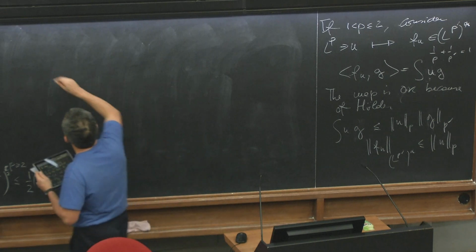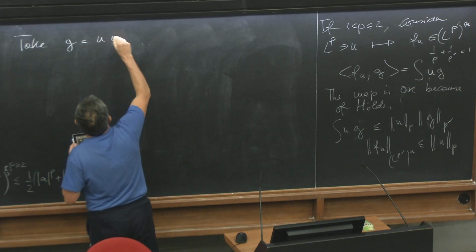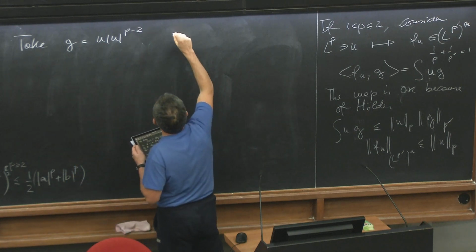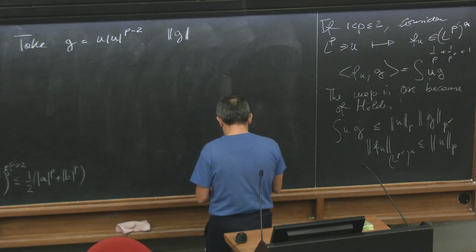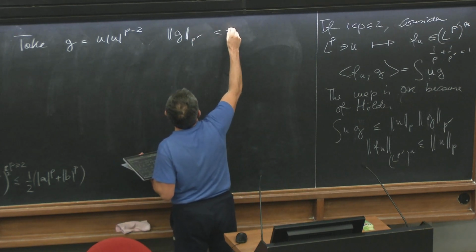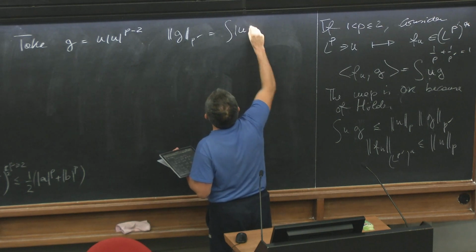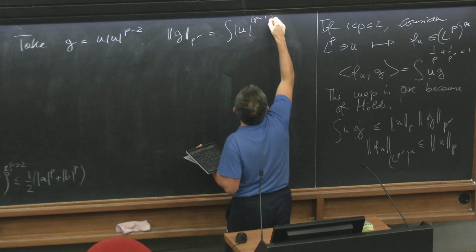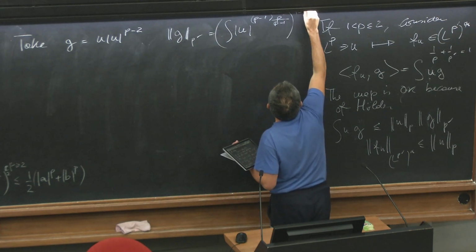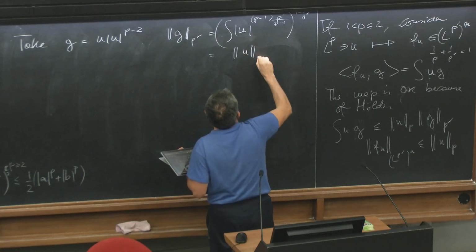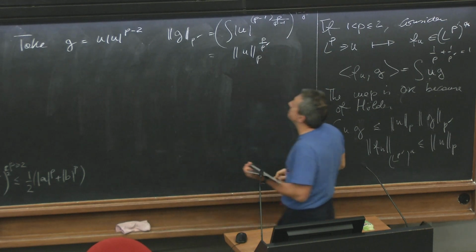So let's take g equal to u to the p minus 2 times u. Then you can verify that the norm of g in L p prime is less than infinity. We can compute it: it's the integral of u to the p minus 1 times p prime, and p prime is p divided by p minus 1. So it's equal to the norm of u in p elevated to the power p over p prime, the computation.